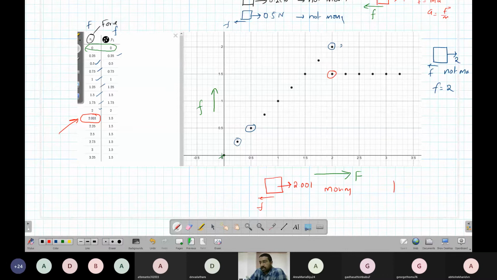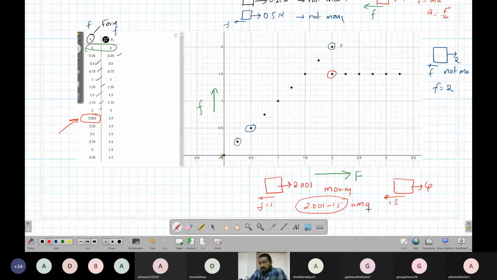Okay, so if I apply, let's say 4, it is moving, but still the friction force is only 1.5. Here also it is 1.5. So there is a net difference in force. So 2.001 minus 1.5 is the force, and this net force is equal to mass into acceleration. Here net force is 4 minus 1.5, equal to mass into acceleration.